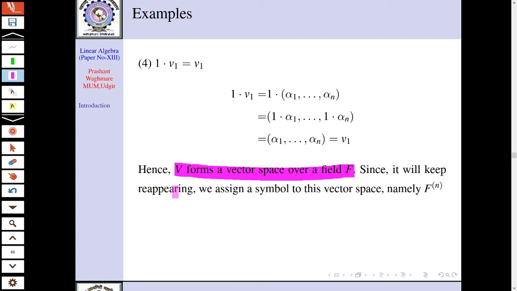Since it will keep reappearing, I am going to give a notation for this vector space, namely F raised to n, because we are considering here ordered n-tuples. That's why I am writing F raised to n. If someone considers the set of all ordered pairs, then it will be F squared, right?